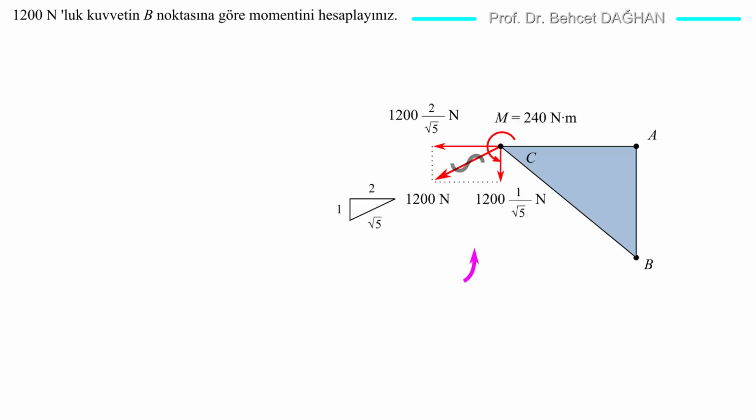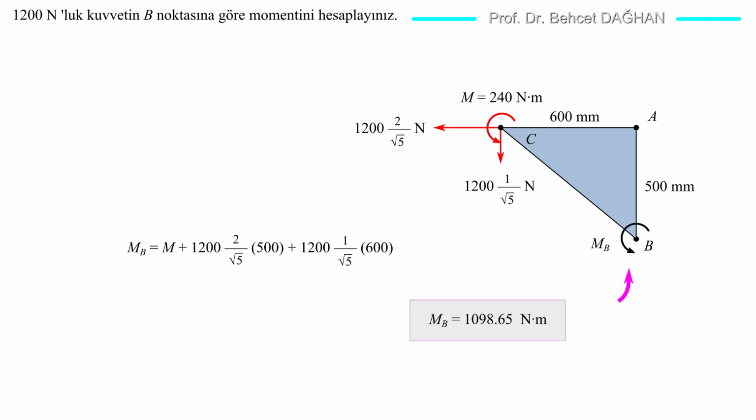I will find the moment of the force by resolving it into 2 rectangular components at its location. I will use Varignon's theorem. The moment of a resultant about a point is equal to the sum of the moments of the components about that point. The moment arms are known, 600 millimeters, 500 millimeters. I can easily find and add the moments of these forces.